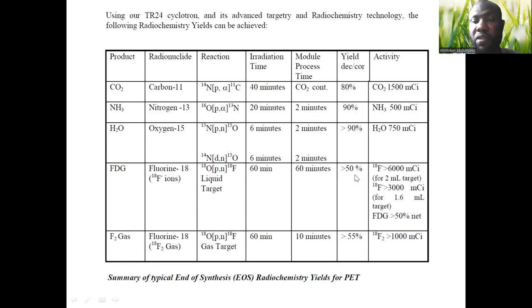That's 1.5 curie. So I have the ammonia. The radioactive material here is nitrogen-13. The parent material, the target material, is going to be oxygen-16.